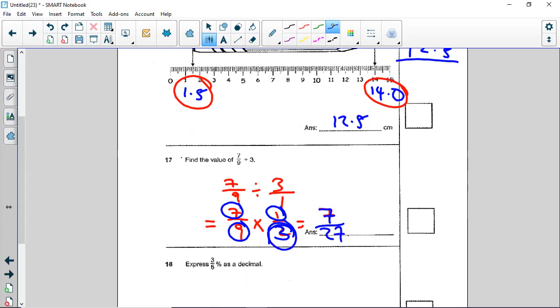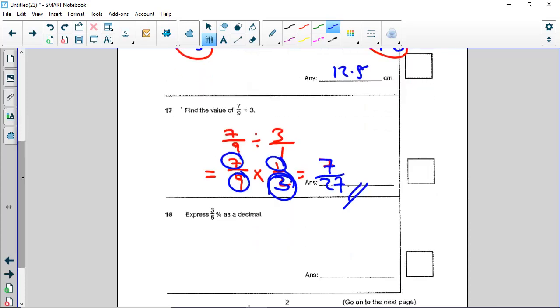And your answer will be in simplest form. Why is it the simplest form? Because you cannot cancel. That's why it's in the simplest form, right? If you are canceling, what does that mean? It means that you are making the fraction simplest form if you are canceling the numbers. Okay, clear so far?